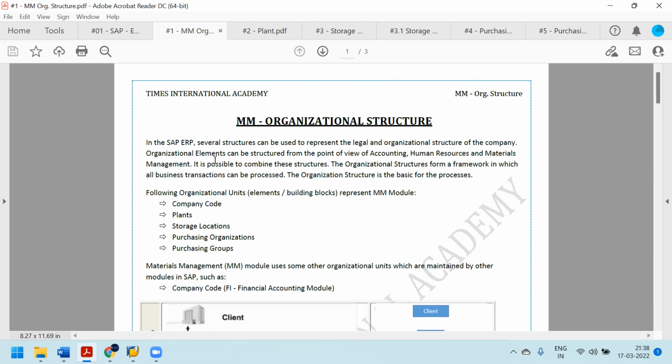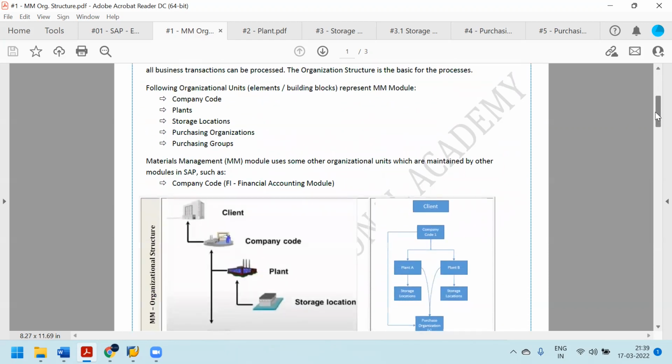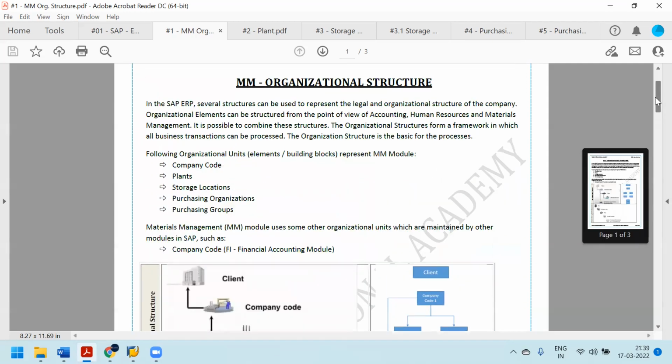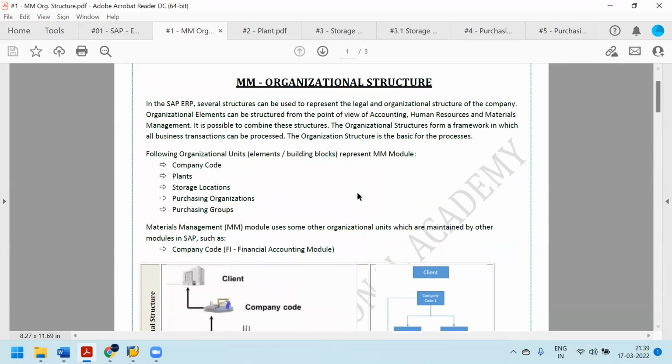Okay, so organizational elements can be structured from the point of view of accounting, HR, materials management, and so on. So, following organizational units. This is the MM organizational structure we have, and these are called organizational units, like plant, storage location, purchasing organization, purchasing group, even company code. So they are called organizational units or elements or building blocks.